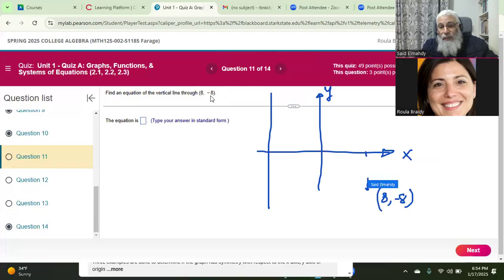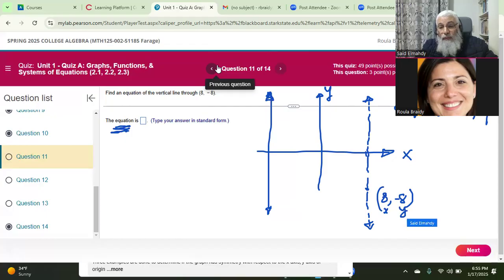Yes. So this vertical line, its equation is what? What do you think? The slope is undefined, yes. But we don't need the slope. He is asking about the equation of the line. Of course the slope is undefined, but he's asking for the equation. So x equals what? x equals 8. We don't need y. x is equal to 8.